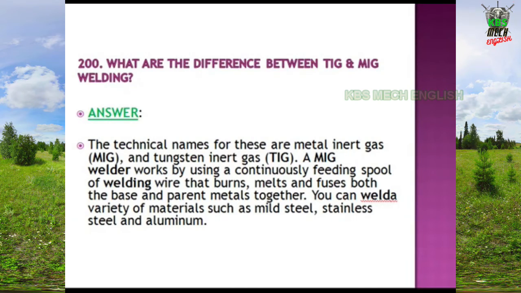Question number 200. This is the last question. What is the difference between TIG and MIG welding? Answer. The technical names for these are metal inert gas, MIG, and tungsten inert gas, TIG. A MIG welder works by using a continuously feeding spool of welding wire that burns, melts and fuses both the base and parent metals together. You can weld a variety of materials such as mild steel, stainless steel and aluminium.